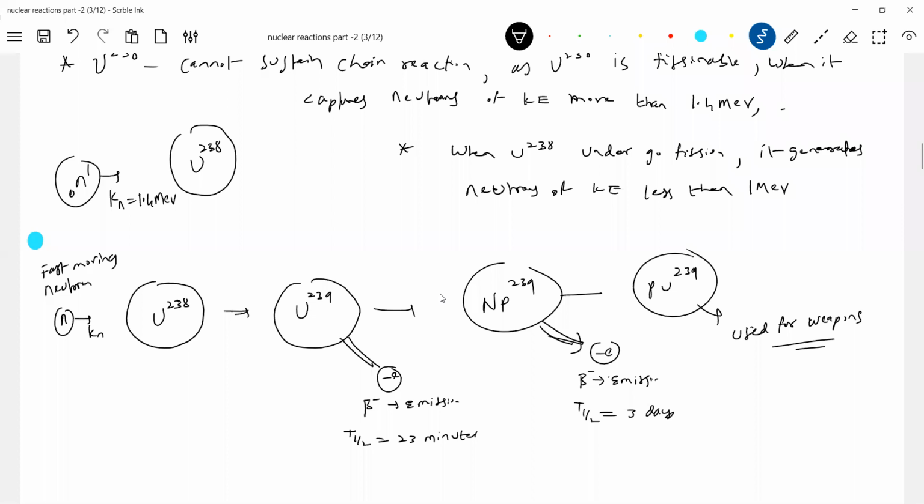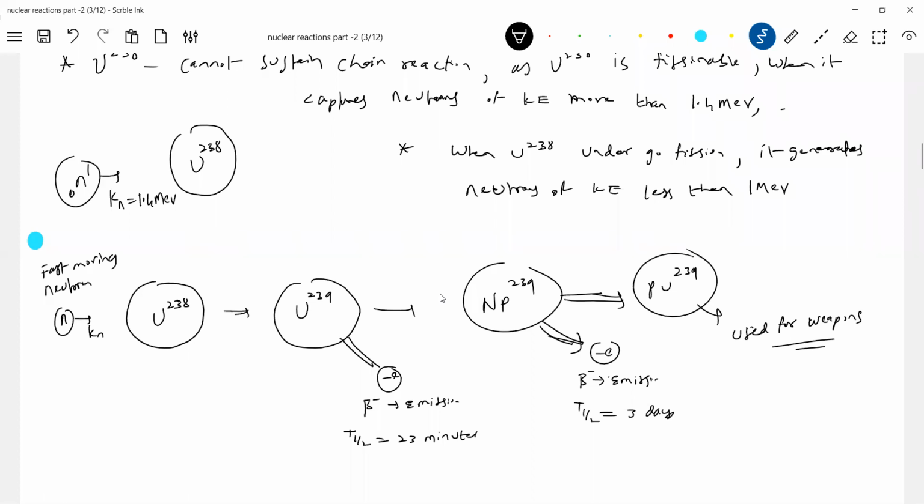And this plutonium, being radioactive, I can use in the nuclear reactor. Okay, it's not in our syllabus, I'm just giving this basic idea. So uranium-238, though it captures the fast-moving neutron, need not undergo fission. It may undergo beta decay like this. It all depends on the probability. They create conditions where, if it does not undergo fission, we get plutonium. Plutonium is what we use in weapons. This is called a breeder reactor.